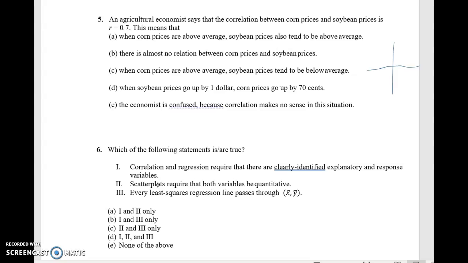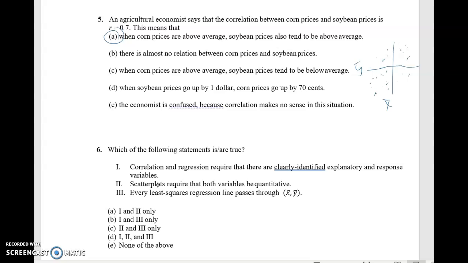So this is like the x bar, and this is the y bar. You have a scatter plot, something like this. A scatter plot like that has general positive correlation. It tends to be when you're above average in the x direction, whatever variable you use for that, the y direction is also above average. And same thing for when it's below average, it tends to be below average. Tends to be, doesn't have to be. So that's what we would say for this one. When corn prices are above average, soybean prices also tend to be above average.